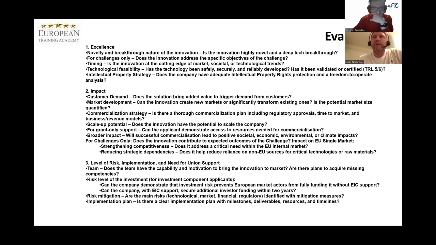And if you do find that, it will reduce the competition a little bit, but it does not necessarily mean that at the level of novelty you're going to have an advantage. You're going to have fewer applications under a challenge than within the open scheme. But it's a top-down scheme, meaning that those who are well-versed and best in the area are going to apply for it. That's why I always say, if you're not sure, go for the open one. Timing, we had it. Technological feasibility: has the technology been safely, securely, reliably developed? Has it been validated? Essentially, you've done that already in the first step.